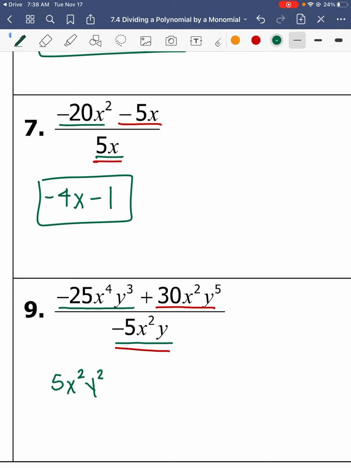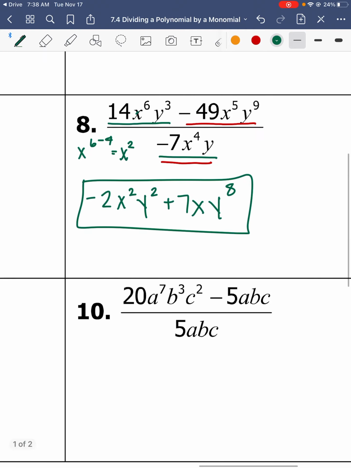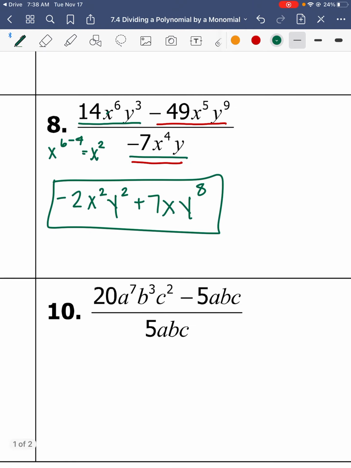Looking at 30x squared y to the 5th divided by negative 5 x squared y. 30 divided by negative 5 is negative 6. X squared divided by x squared is 1, so we don't need to write it. And then y to the 5th divided by y is y to the 4th. There's our final answer there.